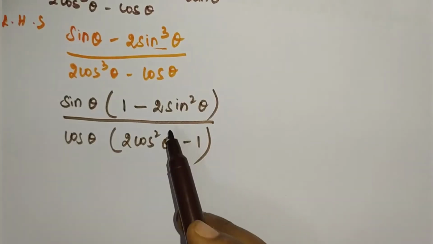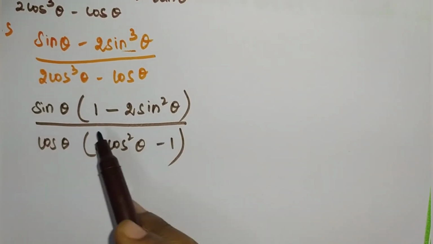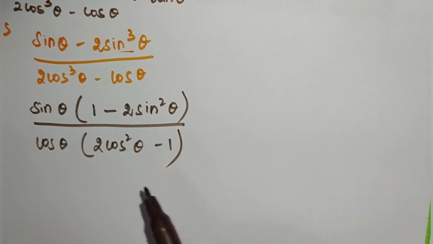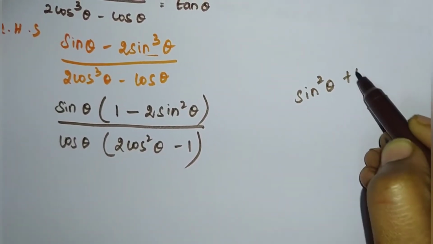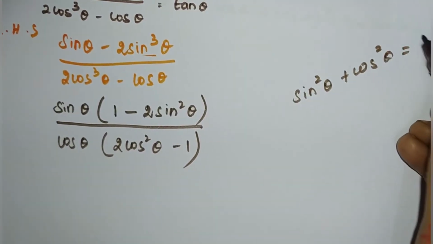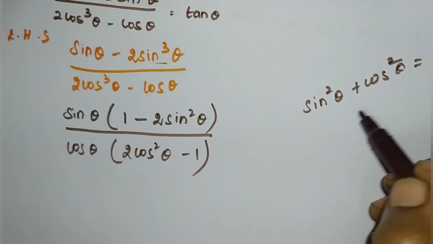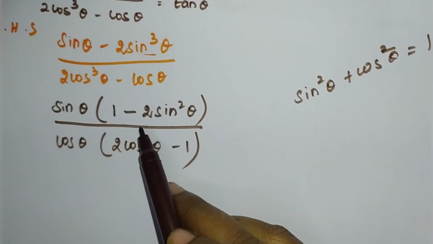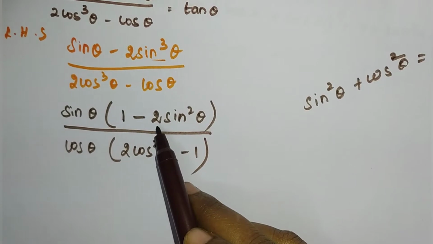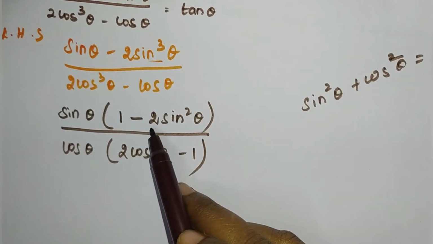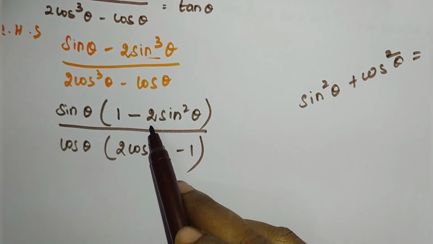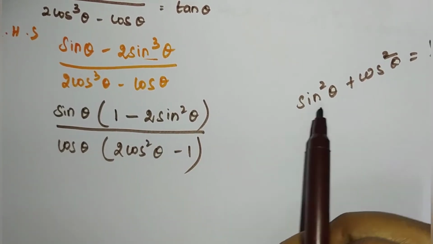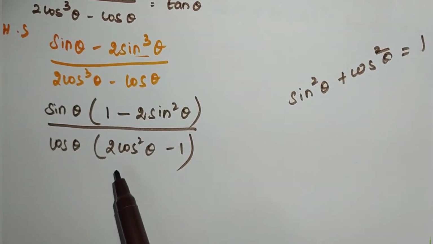You can think here we have square, so we can apply the trigonometric identity. Which identity can you apply? Sin square theta plus cos square theta is equal to 1. This one you can think of, but here we have 2, so we can't apply this identity directly.